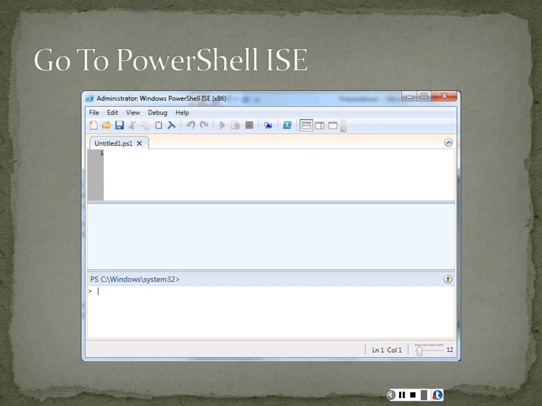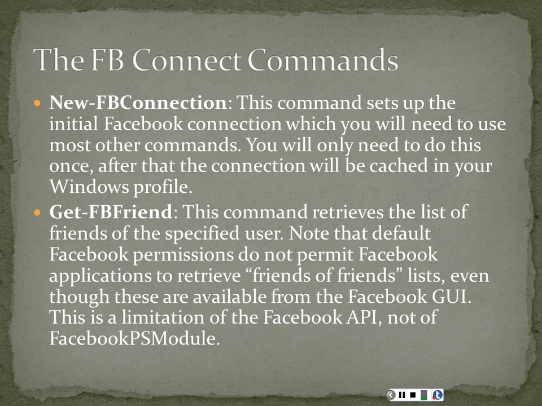All right, PowerShell ISE, you've got that. Now, there are some commands that go along with this. The first command you ever want to do with this is initialize a new connection, right? And that's New-FBConnection, right?